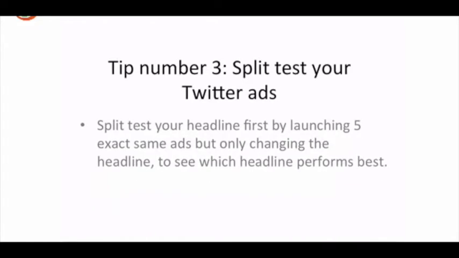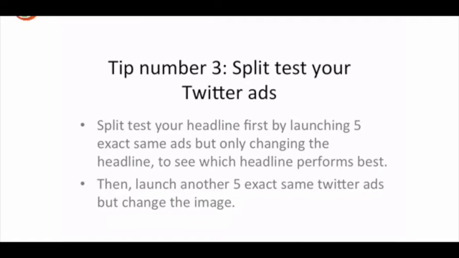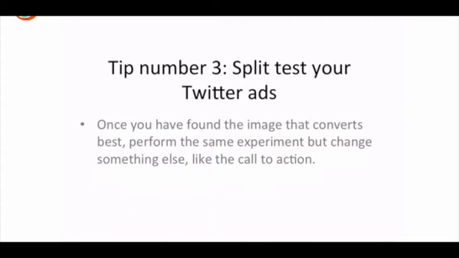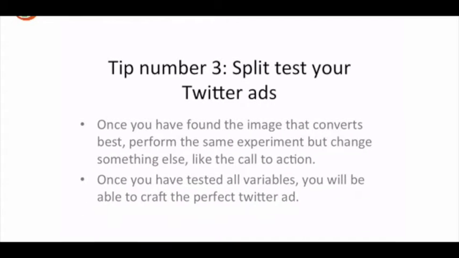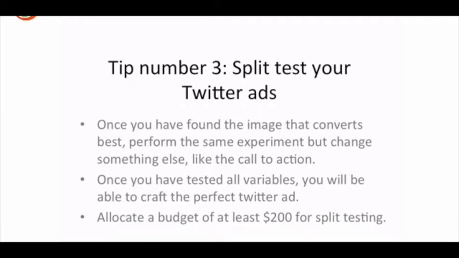Tip number 3. Split test your Twitter ads. Split testing, also known as A/B testing, is the process of testing different variables to see what works better. You can split test your headline first by launching 5 exact same ads but only changing the headline to see which one performs best. Then, once you have found the best headline, launch another 5 exact same Twitter ads but change the image. Once you have found the image that converts best, perform the same experiment but change something else, like the call to action. Once you have tested all variables, you will be able to craft the perfect Twitter ad. You should allocate a budget of at least $200 for split testing. Knowing what works best will save you a lot of money overall.